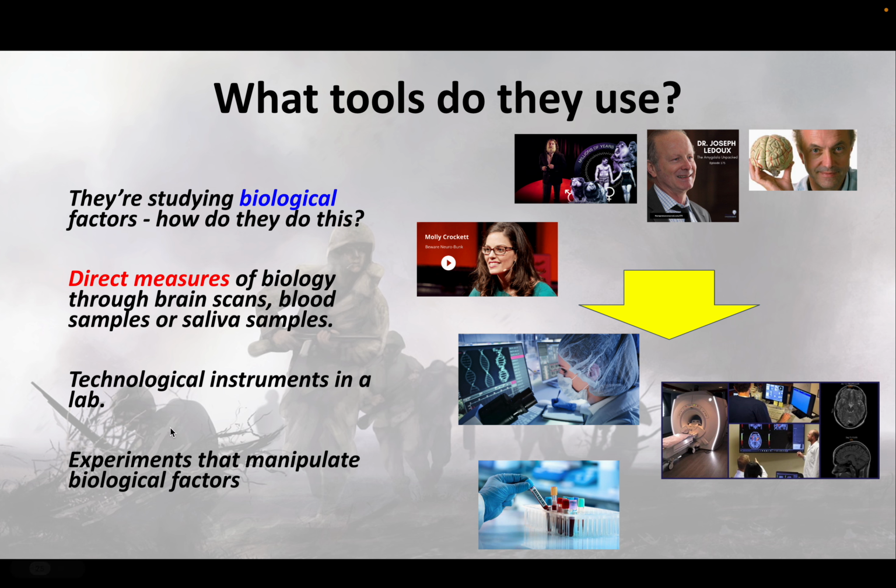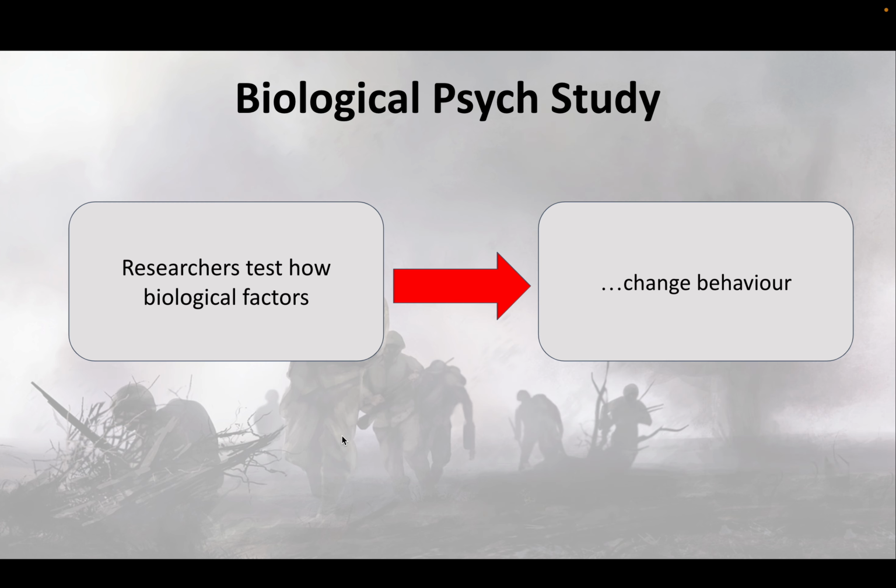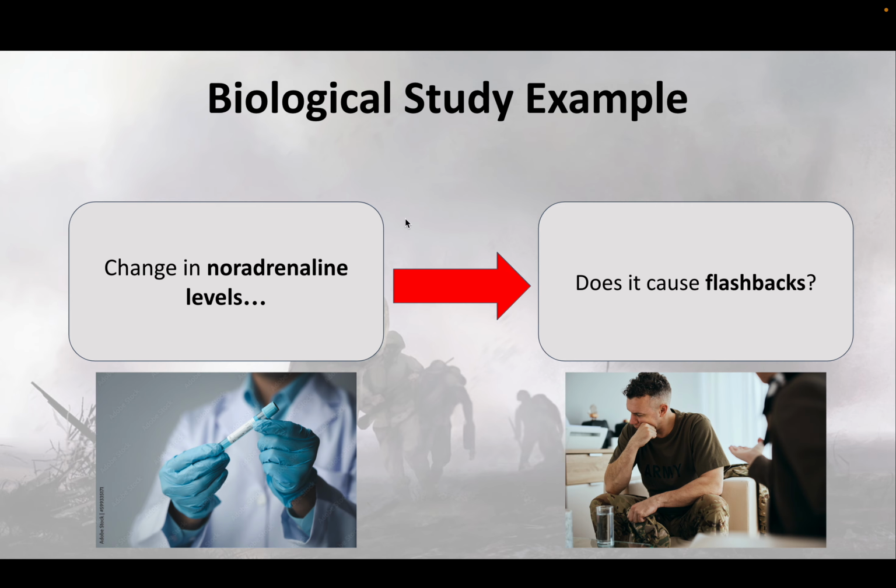And their experiments and their studies tend to manipulate biological factors. And what do I mean by that? Well, they're interested in seeing how biological factors can change behavior. So they're going to manipulate or alter to create these different conditions in an experiment to see if it affects behavior. They might change people's noradrenaline levels, so give one group a noradrenaline injection and the other group no injection.